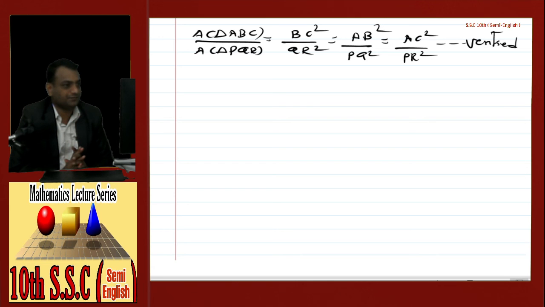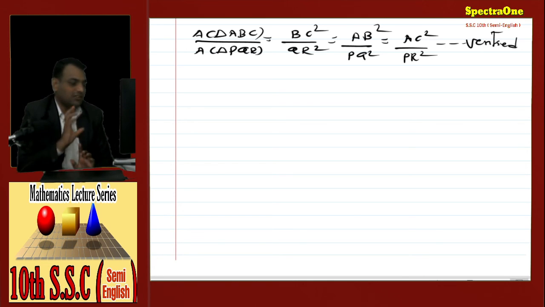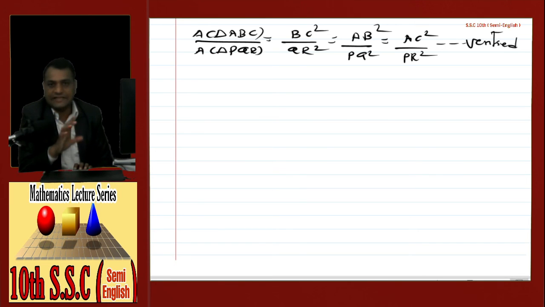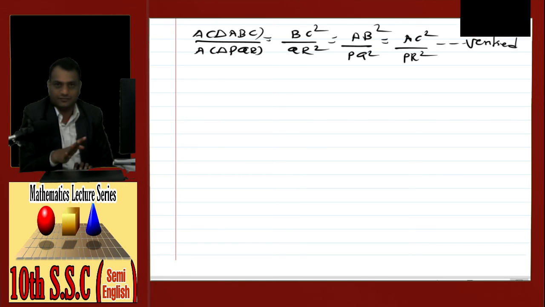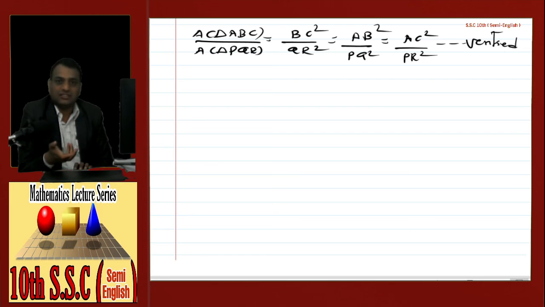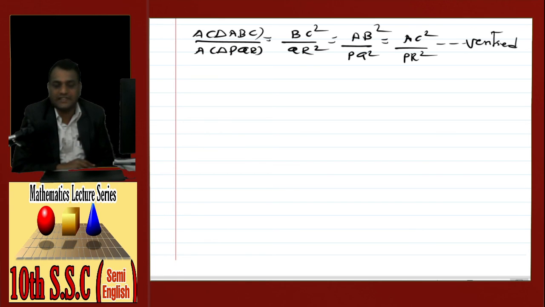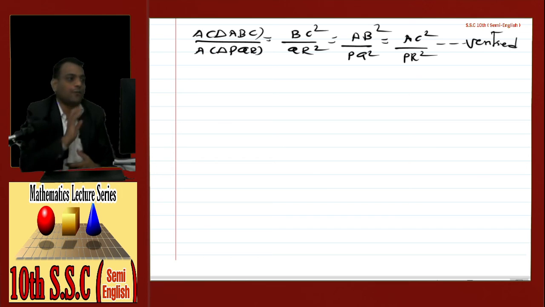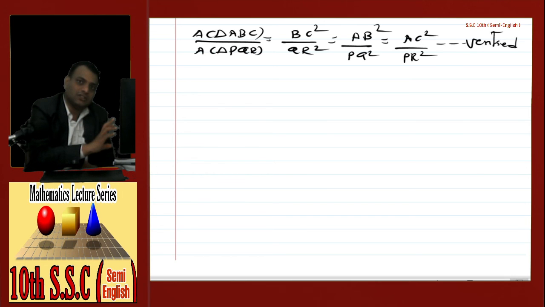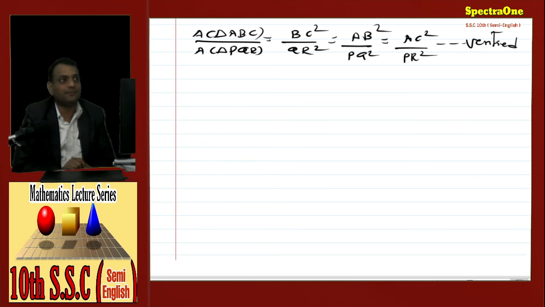Students, this is how we have proved the theorem of area of similar triangles. In the next lecture, we will see a few examples based on the theorem of area of similar triangles. I hope all of you understood the theorem and the proof of the theorem. Okay.